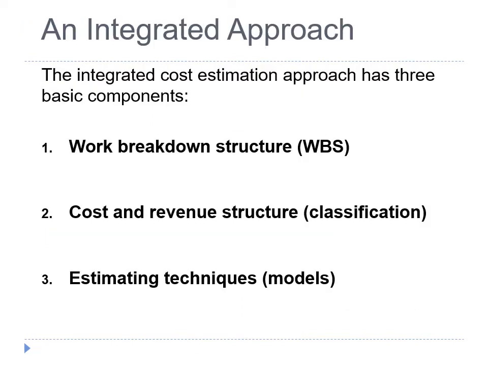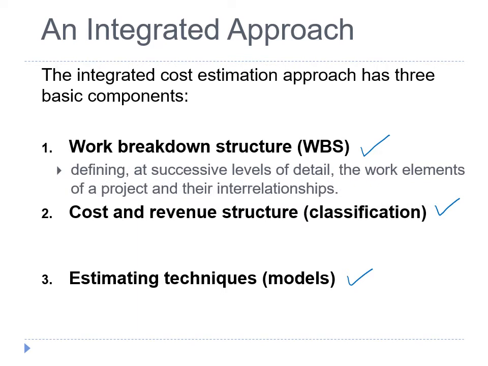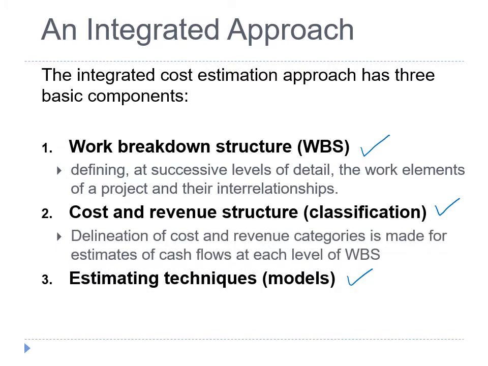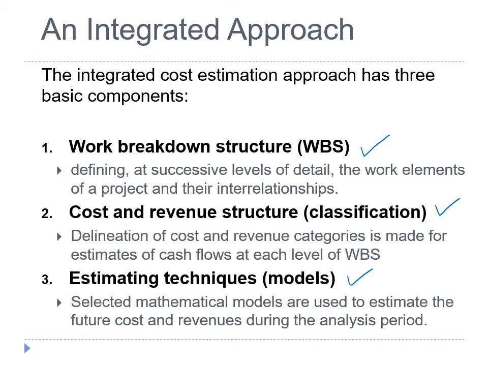The integrated cost estimation approach has three basic components, including work breakdown structure, cost and revenue structures, and estimating techniques. In work breakdown structures, we define as successive levels of detail the work elements of a project and their interrelationship. Cost and revenue structures involve classifications or delineations of cost and revenue categories to estimate the cash flows at each level of the work breakdown structure. And for estimating techniques, we select mathematical models to estimate the future costs and revenues during the analysis period.